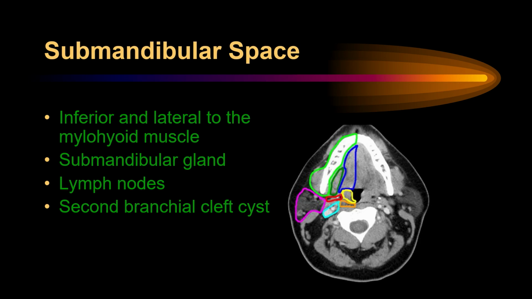Okay, let's look at the sister space now, the submandibular space. It's inferior and lateral to the mylohyoid muscle.